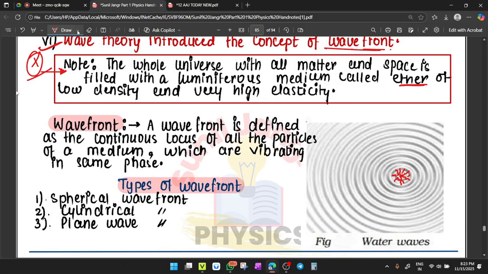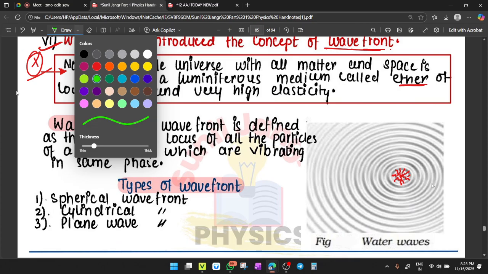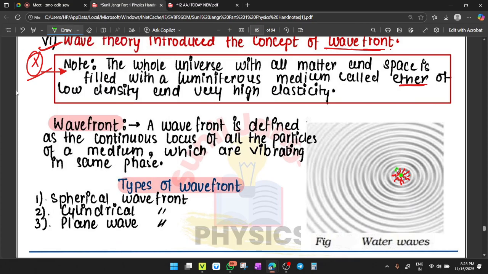So there may be so many particles in the medium surrounding that source of disturbance. Yes, these are all the particles. Now tell me, are these particles dancing in the same manner or a different manner?